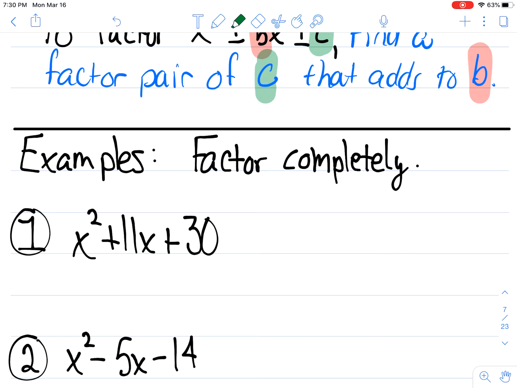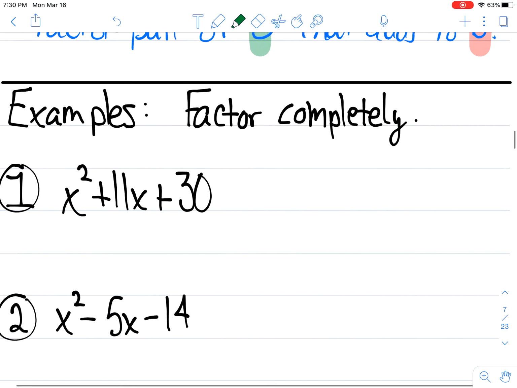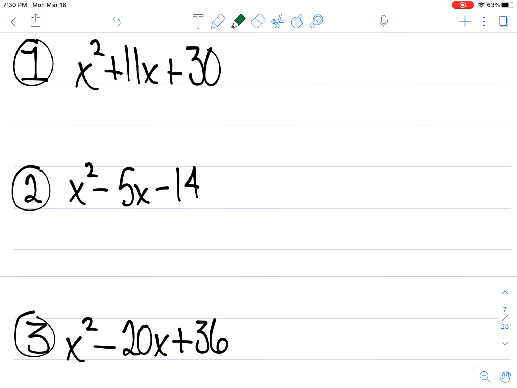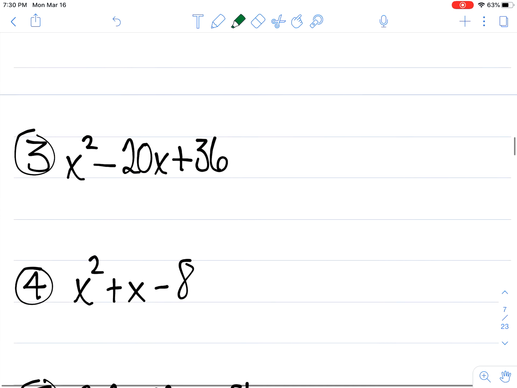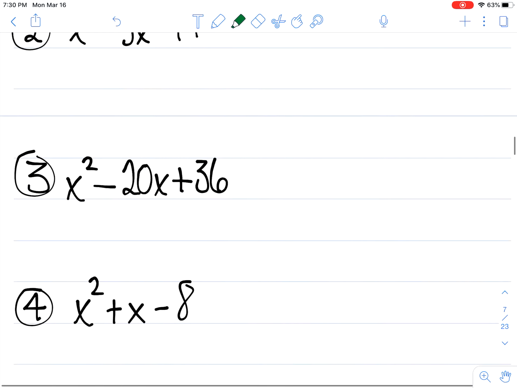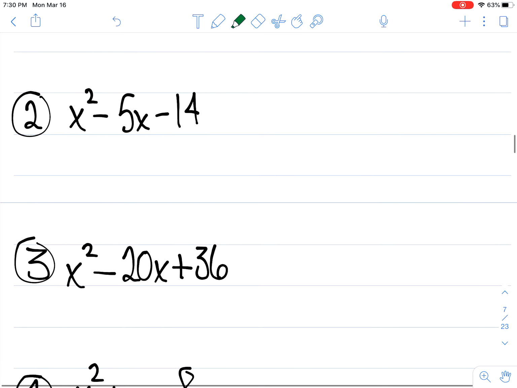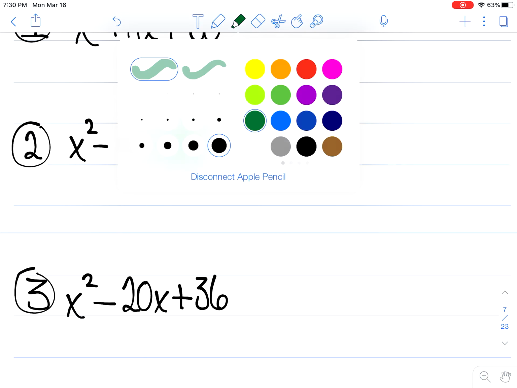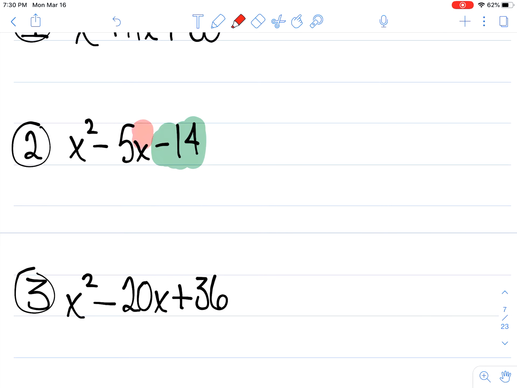I'm going to skip the first one for you because it's all plus. Let's take a look at example 2 here. We'll do example 2 and example 3, and then you can try some of the others for yourself. So let's take a look at example 2. The number we're going to look at here, we'll highlight, is negative 14. I want a factor pair of negative 14 that adds to negative 5.